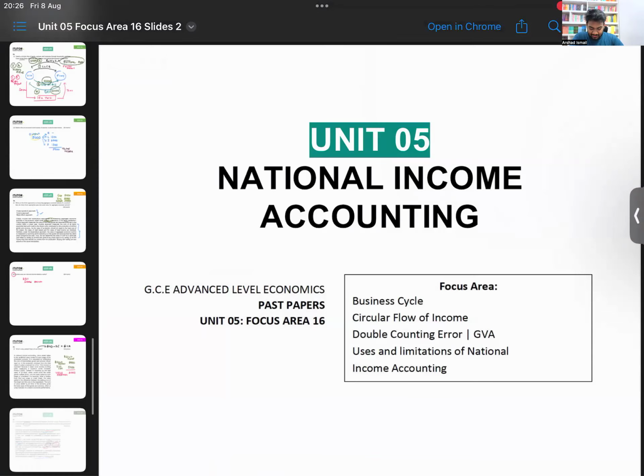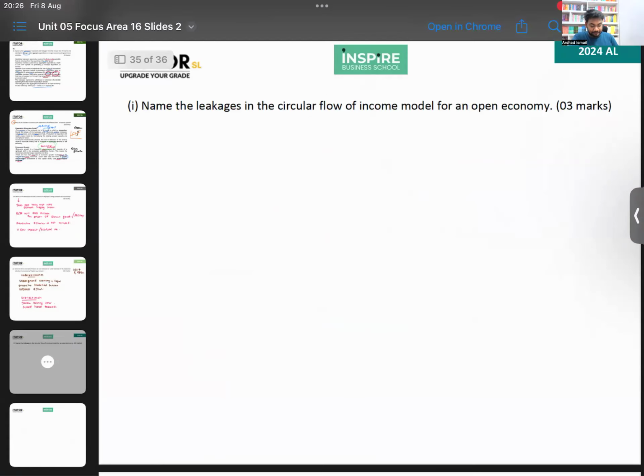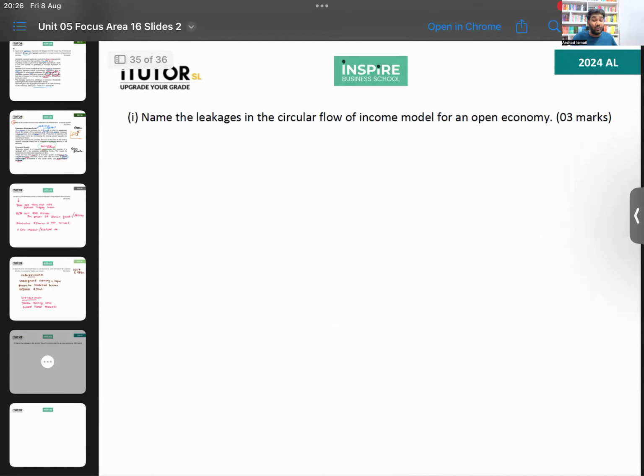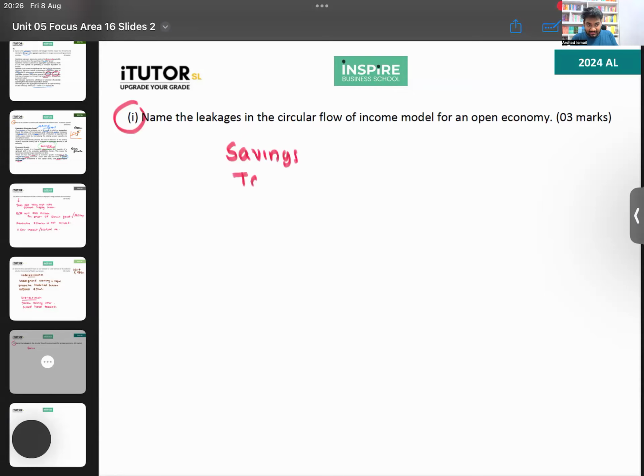Okay, that is that. Then we have one last question. Easy one, 2024 A level. This is the latest question in the December paper. Name the leakages in a circular flow of income model for an open economy. Just to name the leakages. Can all of you give me an answer if you have not fallen asleep? What are the leakages from the circular flow model? You go in order with savings, taxes, and imports. Just naming the three is enough. It's like a free mark, no?